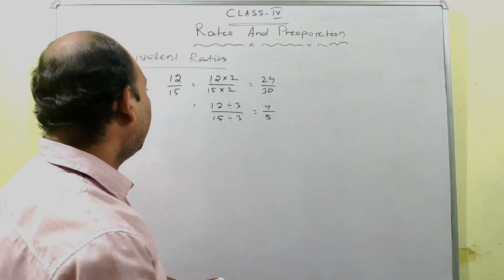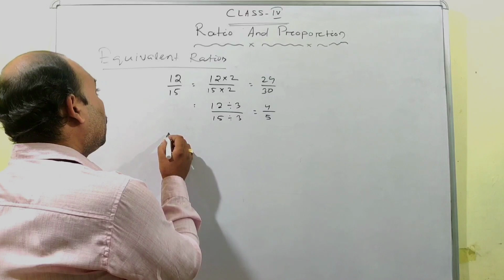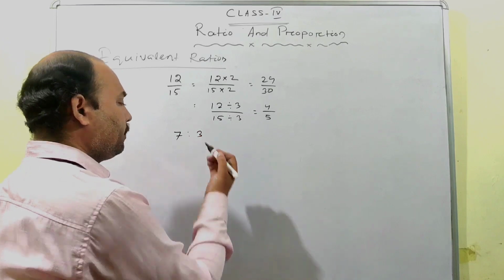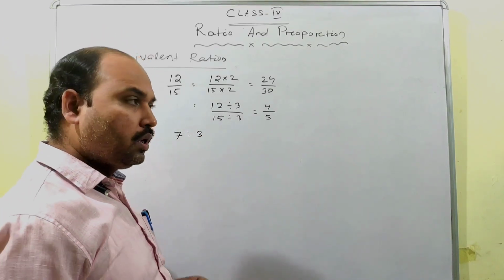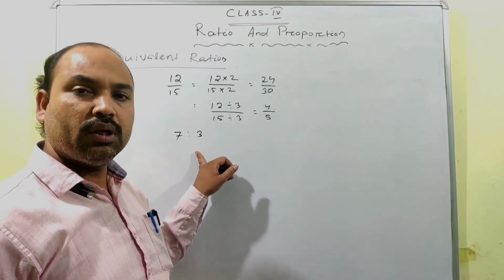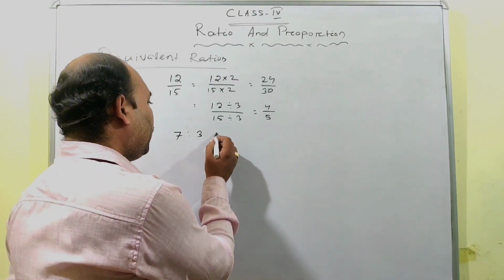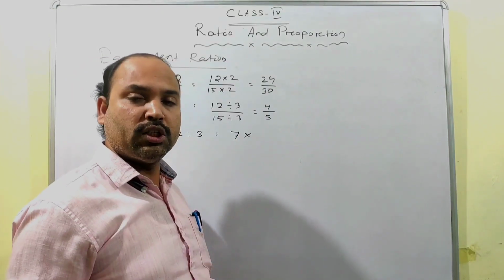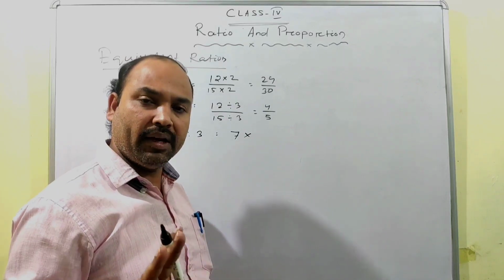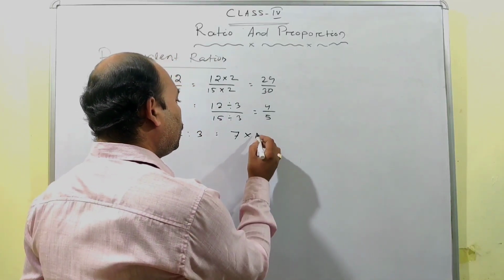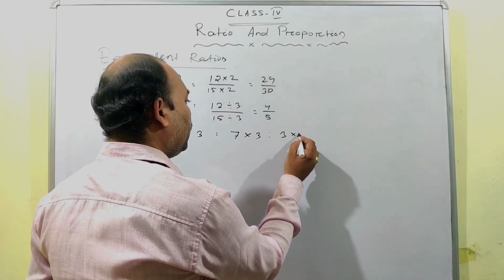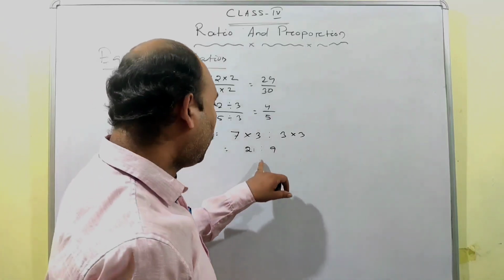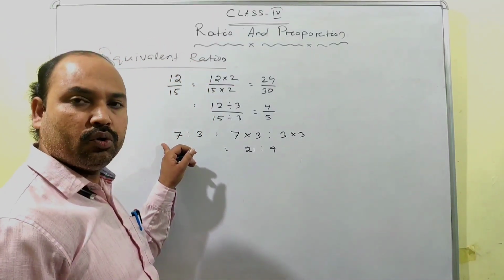In the same way, let's find the equivalent ratio. Take the ratio 7:3. When you find the equivalent ratio, what will we do? 7 into any number, but that will be non-zero. We will not divide or multiply by 0. So 7 into 3 is to 3 into 3. It means 21 is to 9 is an equivalent ratio of 7:3.